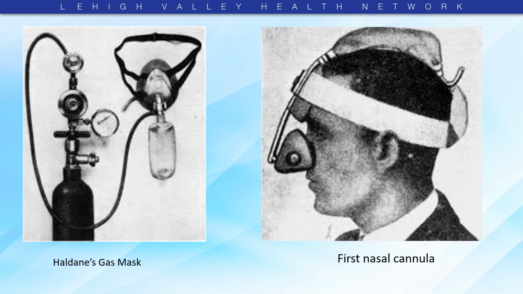This was Haldane's gas mask. You can see it's hooked up to a primitive, we would call an E-cylinder probably today. It has a reservoir bag and a mask, and everything is made out of rubber back then because they didn't have plastics. This was the first nasal cannula that was utilized. It almost looks like a BiPAP mask that we would use today, but this was the first actual cannula that was used, and again, this is in the early 1900s.